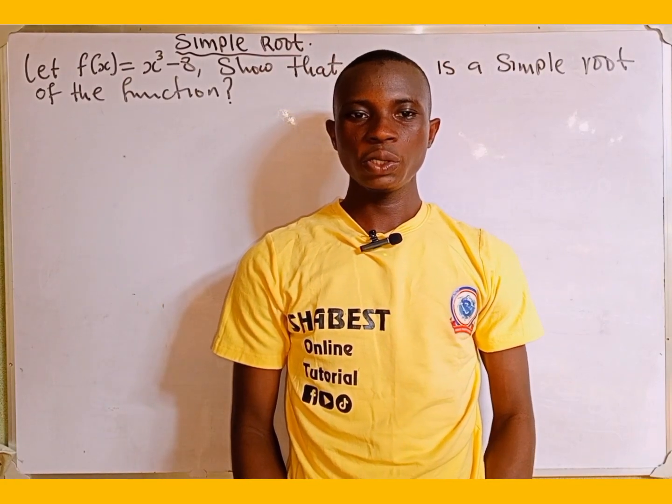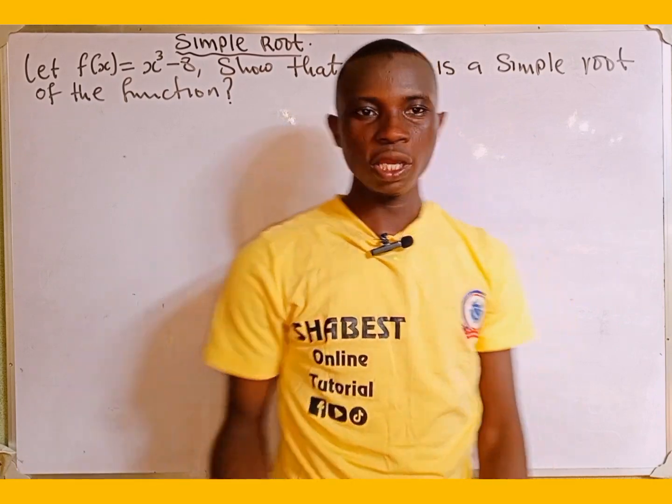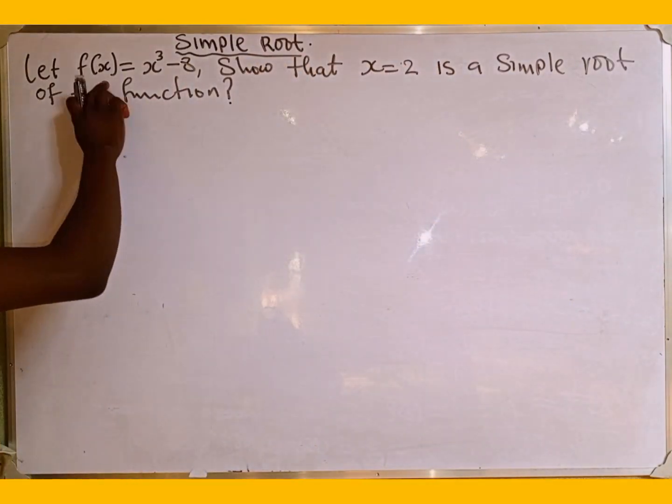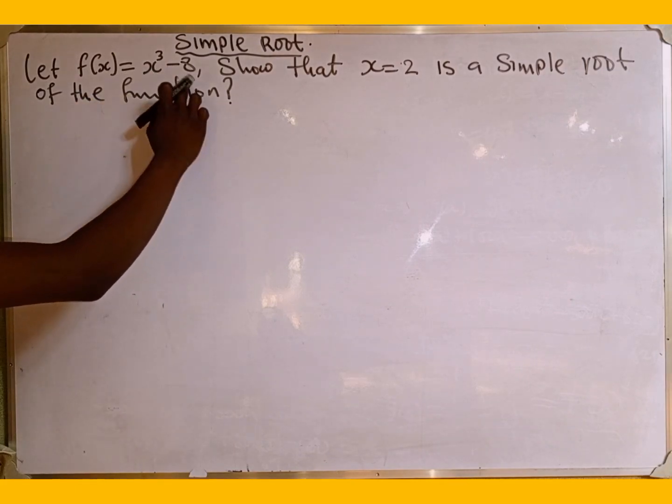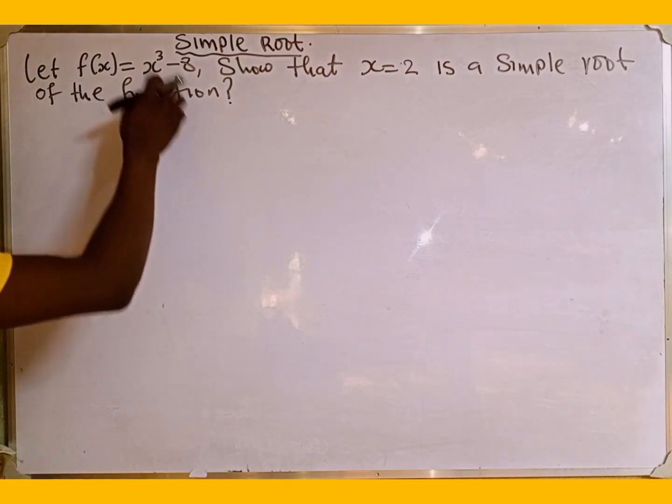In today's tutorial, we're going to learn how to provide a solution to this question on the board. The question reads: let f of x is equal to x cubed minus 8. Show that x is equal to 2 is a simple root of the given function.